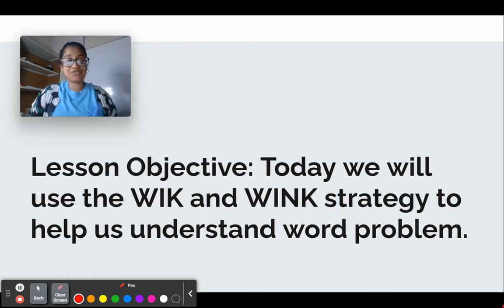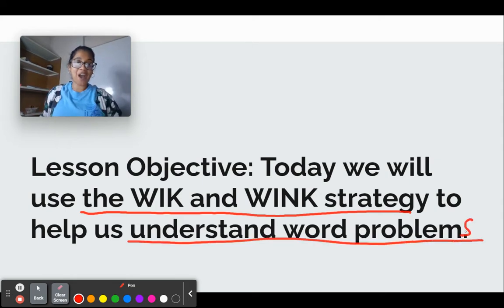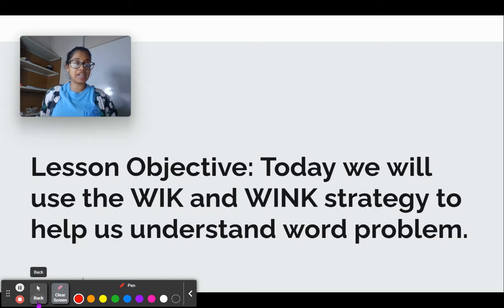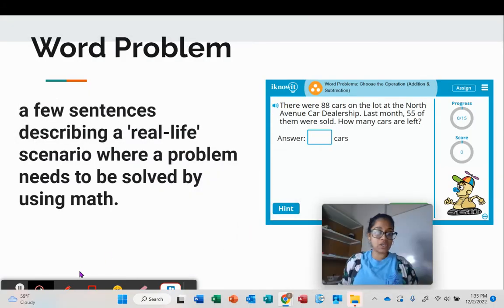So our lesson objective for today is we will use the WIK and WINK strategy to help us understand word problems. All right, let's go ahead and get into our vocabulary. So our vocabulary for today is word problems. What is a word problem?